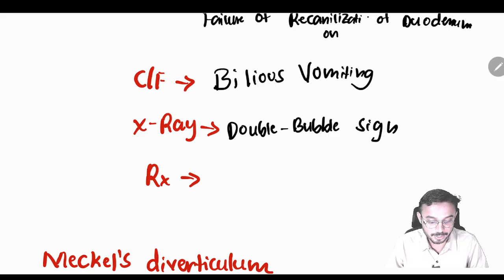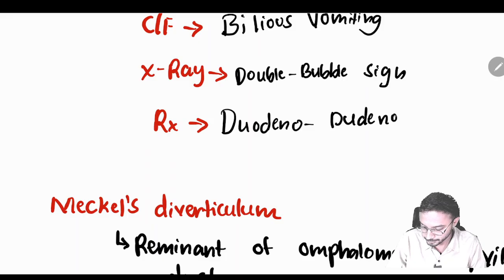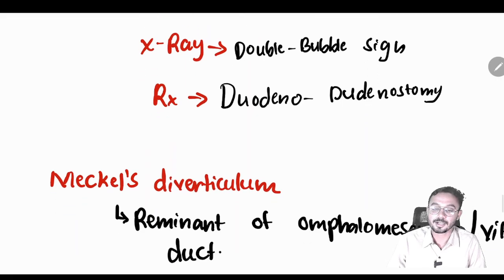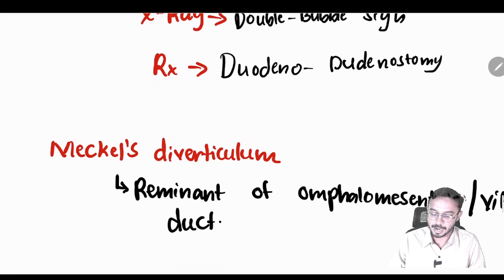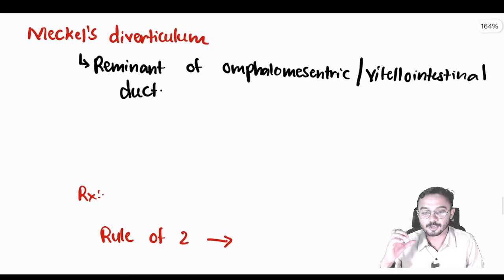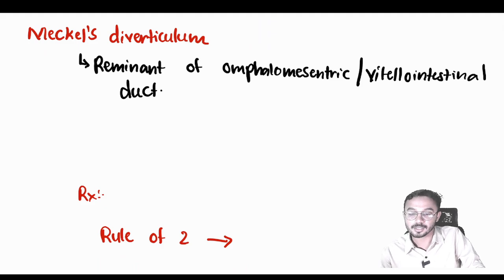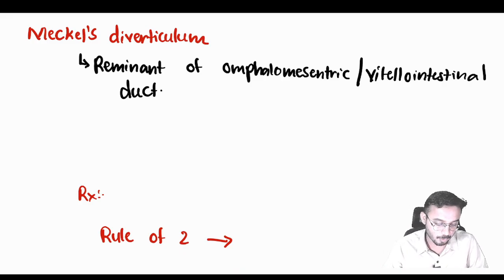So what is the treatment? Duodenostomy. The treatment aspect, the surgery that is performed over here. So this is about duodenal atresia. And what do you mean by Meckel's diverticulum? The next disease condition: normally the remnant of the omphalomesenteric or vitellointestinal duct should close after birth. If it is open, then this disease will come. Which disease? Meckel's diverticulum.